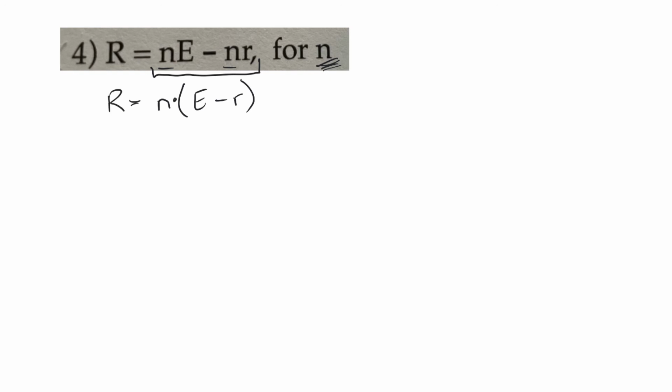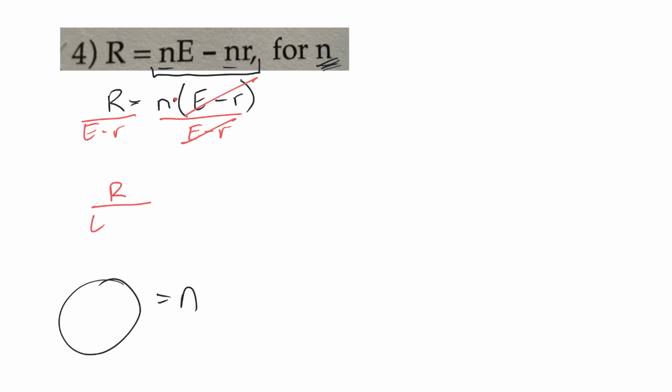Now if I have one n here that's being multiplied, I want to get, at the end, n is equal to something. So I've got to lose this e minus r. Since it's being multiplied, I'm going to divide this side by e minus r. If I do it there, I've got to divide that side too. So these cancel, so your n will be equal to r over capital E minus r. Okay, two good questions.